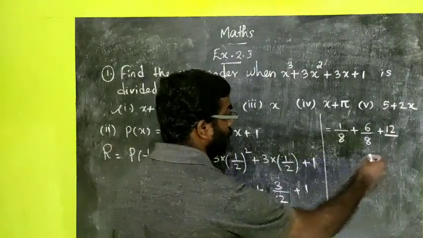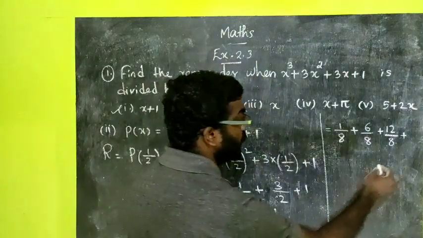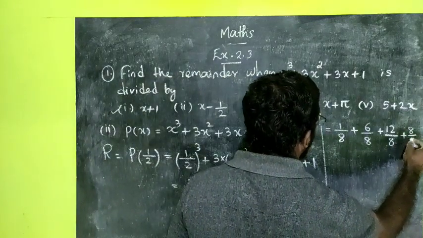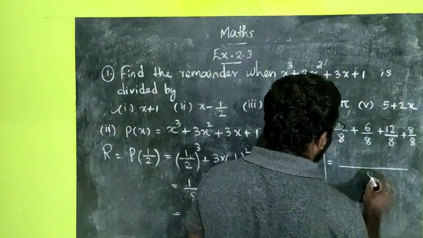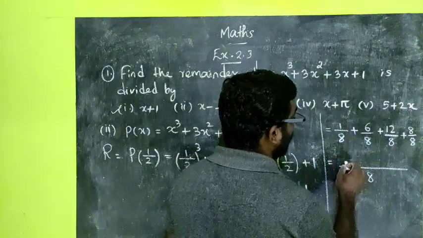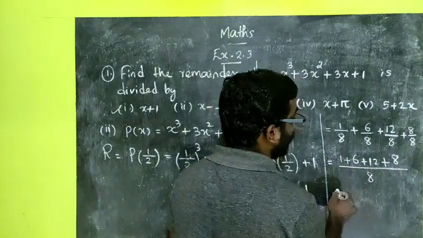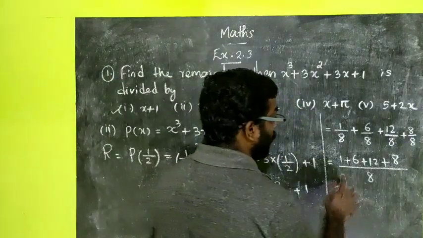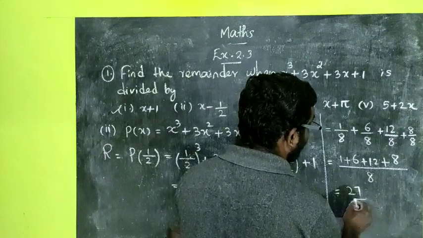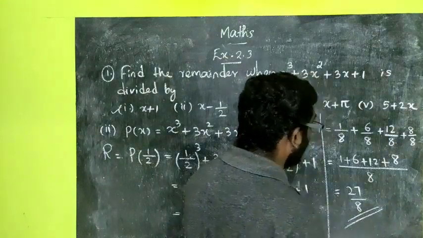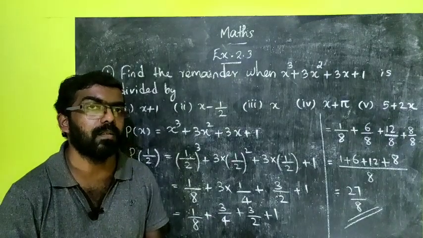Then 2 4s are 8. Now the last term is 1, and 1 can be written as 8 by 8. Now the denominators are same, so we can write the common denominator and do the process on the numerator, that is 1 plus 6 plus 12 plus 8. Okay, so here 1 plus 6 plus 12 plus 8, that is 27 by 8. So our answer is, that means the remainder is what? 27 by 8. Clear?